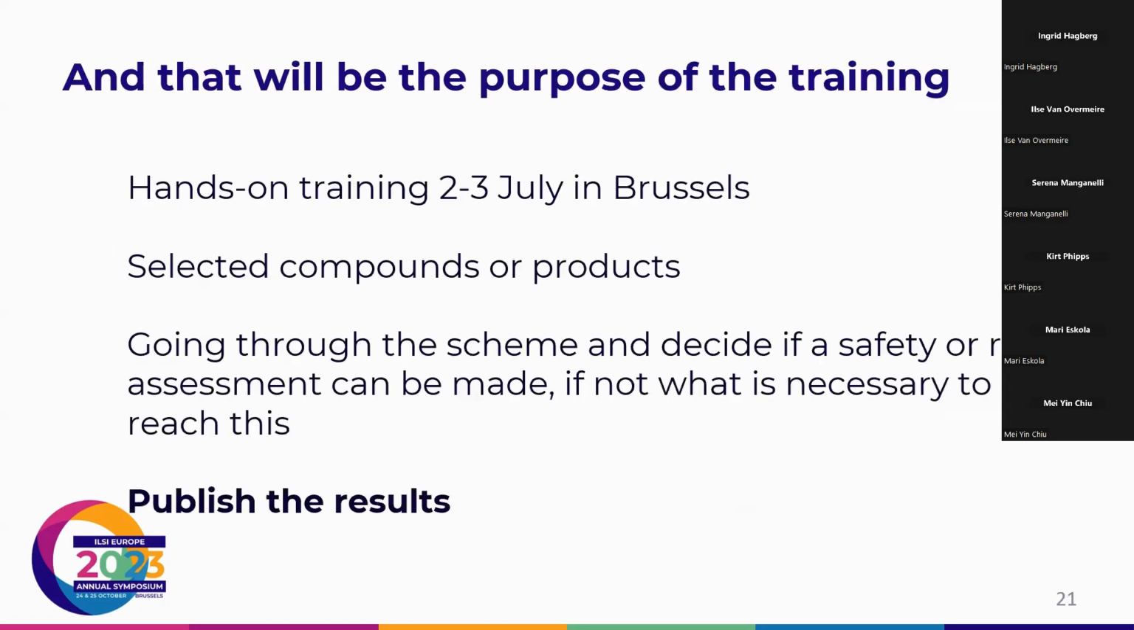And that is one of the things that we would like to do in the hands-on training that we now plan to do in July in Brussels in the ILSI offices. We would like to have a number of selected compounds or products, and then go step by step through the scheme and decide if a safety or risk assessment can be made, and if not, what research is necessary to reach it. What are the research priorities to do that?